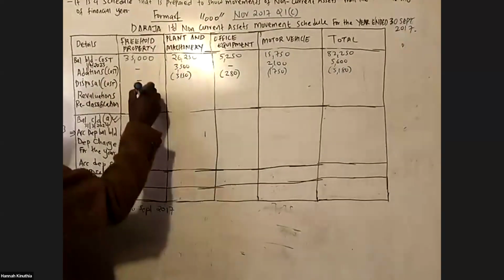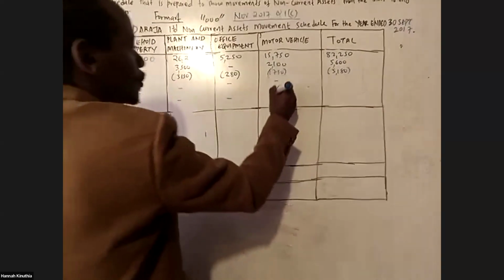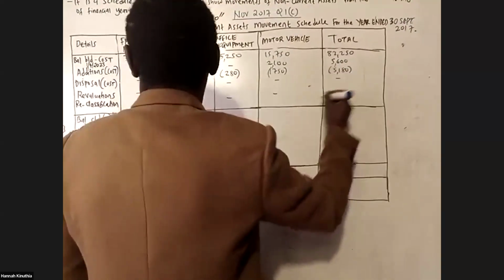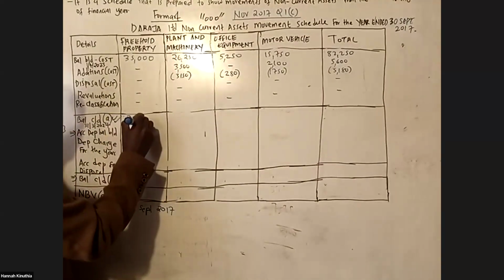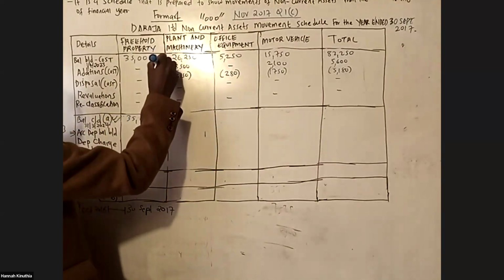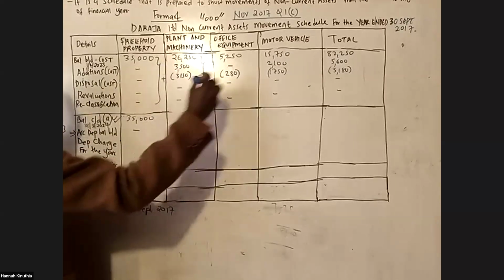There was no revaluation or reclassification. There was none in that case. Now you can get the balance carried down. This one will be equal to 35,000. So you add these items.